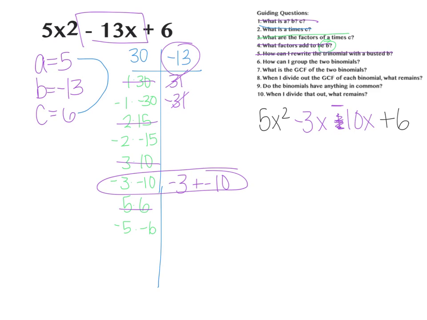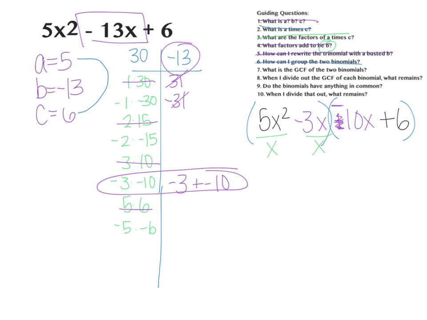Okay, how can I group the two binomials? Remember, I told you it will always be the first two terms and the second two terms, but make sure that you include that sign with the first term. Okay, so I did that. What is the GCF of the two binomials? All right, so when I look at the first binomial, 5x squared minus 3x, they do not have a GCF. 5 and 3, there's no number other than 1 that can go into both of those, so there's no coefficient that they have in common. However, I do see that they both have an x, so I'm going to take out 1x.